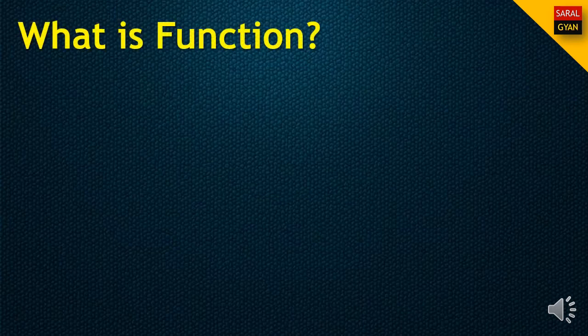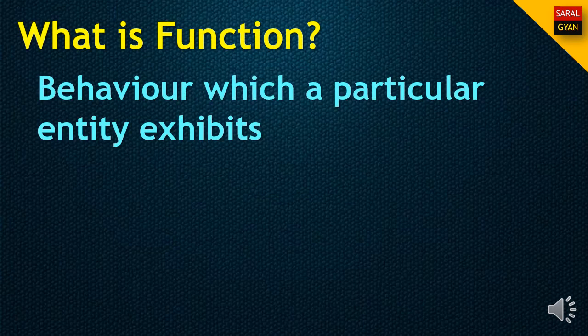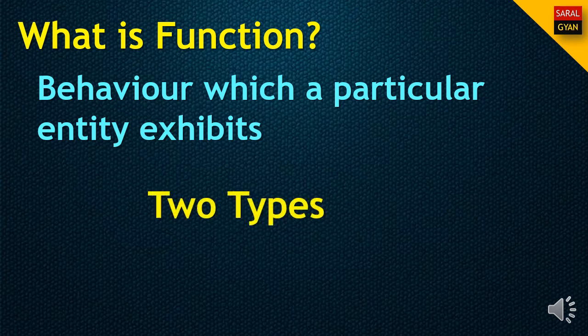So now we can define the function as the behavior which a particular entity exhibits. That entity could be some software, or some hardware, or some machine. But the behavior exhibited by a particular entity is known as the function associated with that particular machine or body. So the function is of two types. As far as any programming language is concerned, we can broadly categorize functions into two categories.